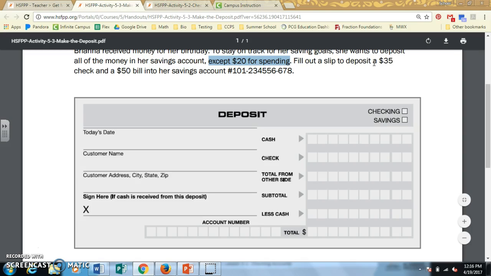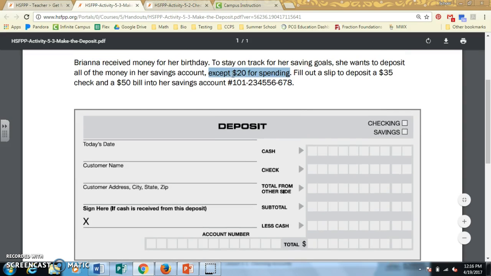So on our slip, we are depositing a $35 check. That check would go on the second line, and it would be 35. You do need to fill in zeros for your cents as well. So it would be 35 and then 2 zeros. She also has a $50 bill. That's cash. So she's depositing $50 in cash. So 5000. And she wants to keep $20. So she just doesn't have that change right now. So she would actually put less cash in here, 2000.